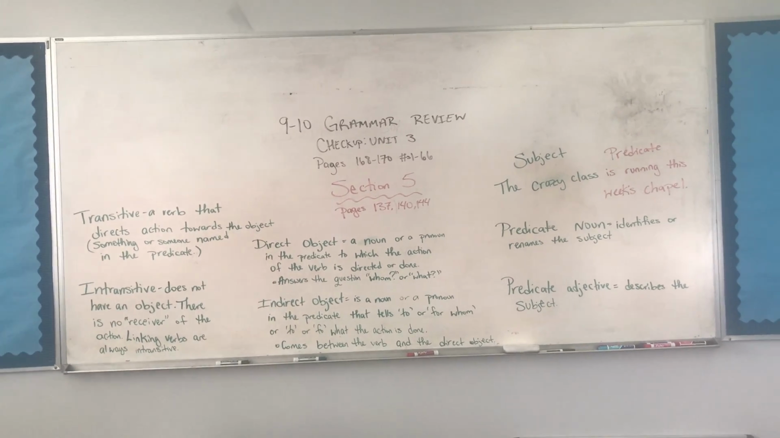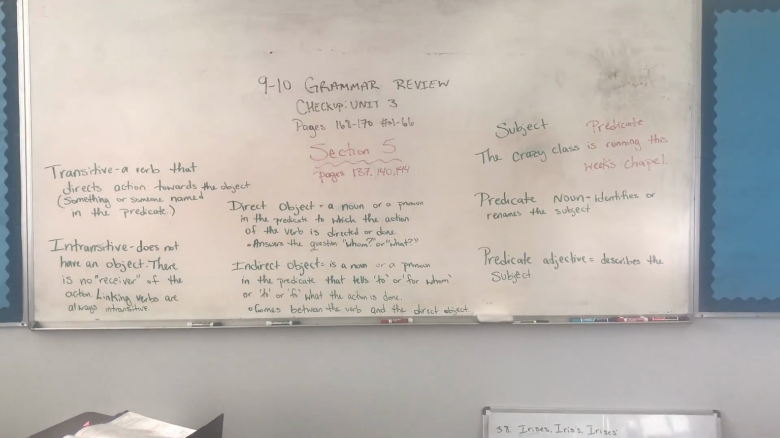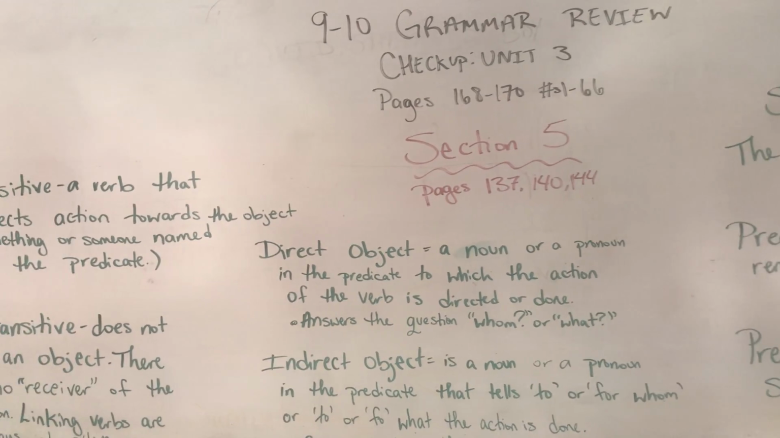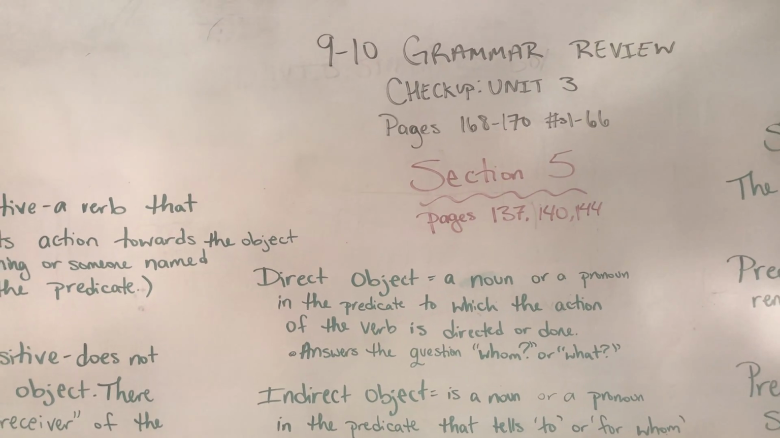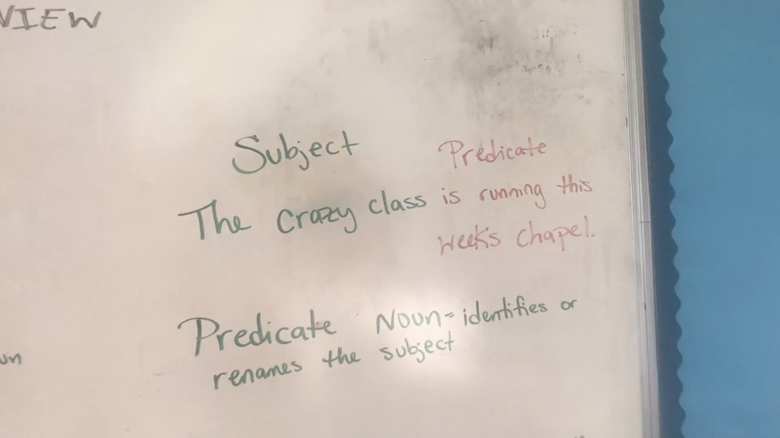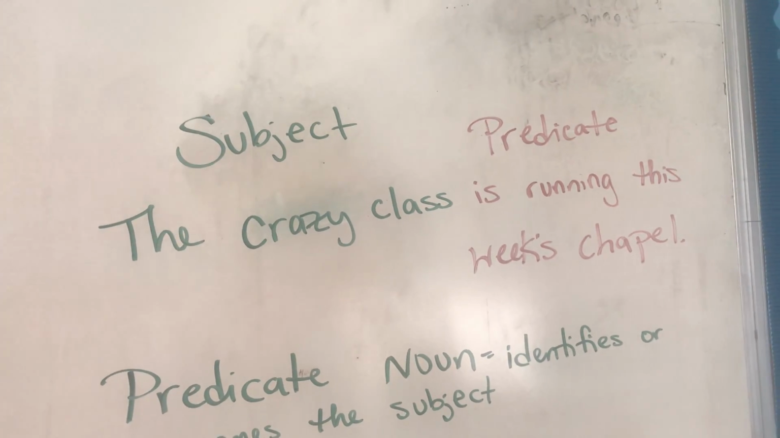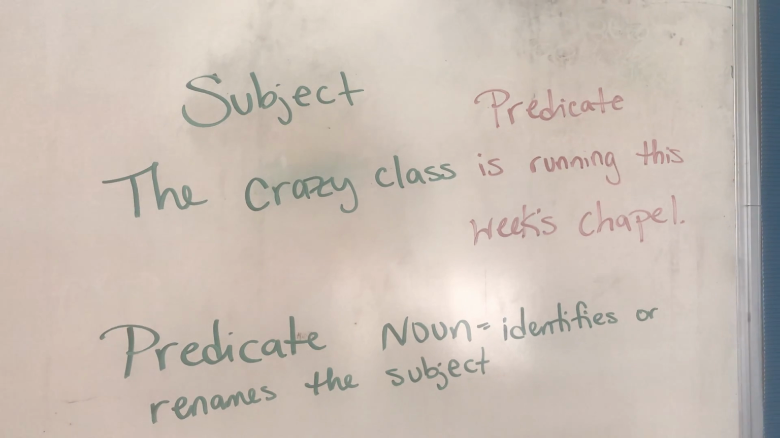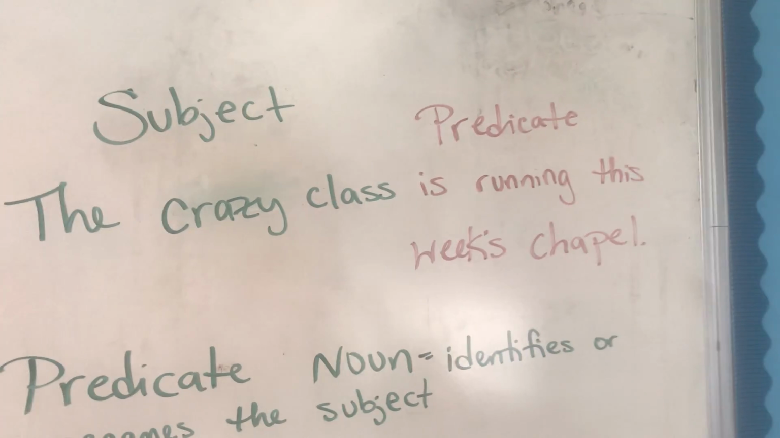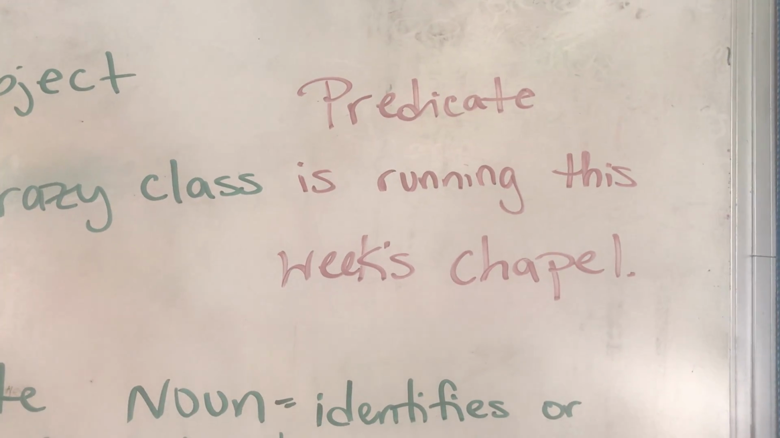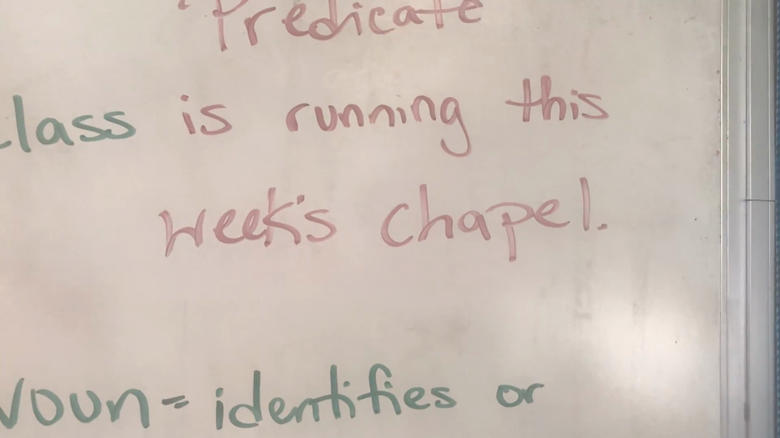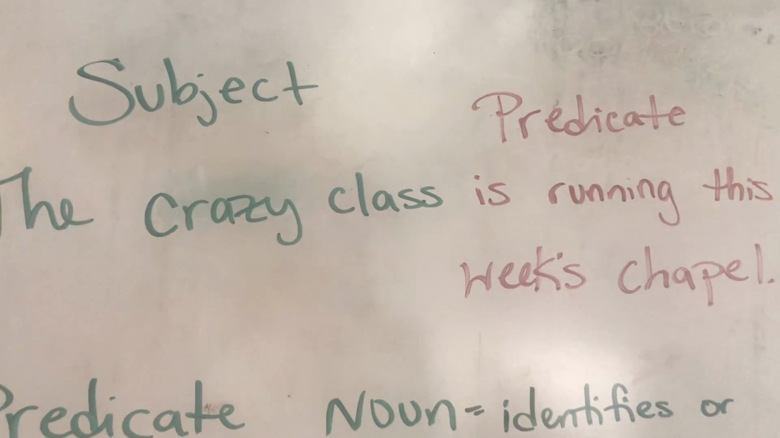Alright guys, we're on section 5 of our third unit of this grammar review. We're on page 169 and we're working with the section titled Transitive and Intransitive Verbs, Direct and Indirect Objects, Predicate Nouns, and Predicate Adjectives. So before we get started with these definitions, I just wanted to write on the board to remind you guys when they say predicate, I know a lot of times we use verb and predicate interchangeably, but when we're looking at the structure of a sentence, the predicate is the part of the sentence that comes behind the verb. So right as soon as it hits the verb, everything that follows is considered the predicate of the sentence.